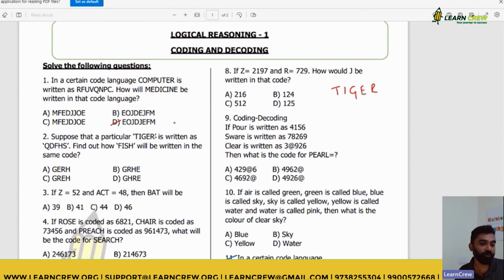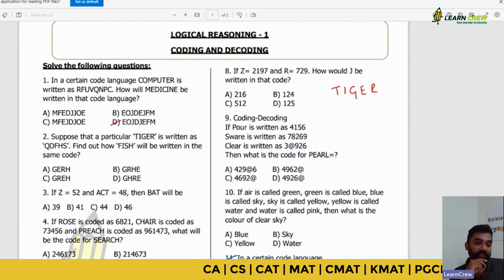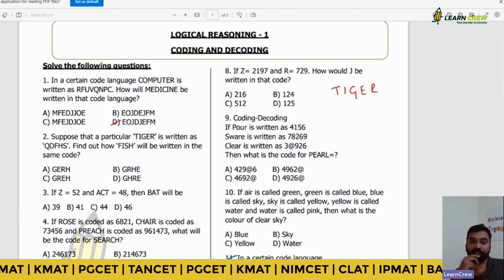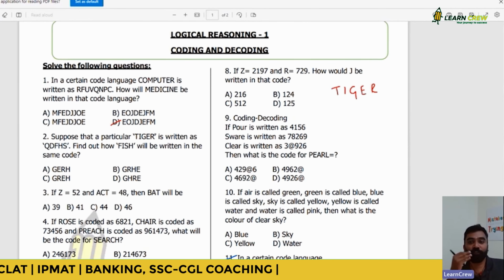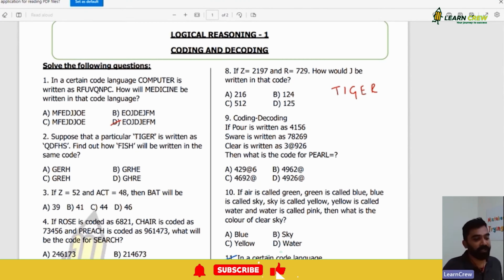QDFHS. So what are they doing? How do I get Q from T? In order to get Q from T, after T is S, before T is S. Before S is Q. So if you go 3 spots behind, you're getting Q. If you go 3 spots behind in R, are you getting S? No, you're not getting it. So that cannot be the logic. Then what can be the next logic? Think about it. I need to get Q. I need to get S.